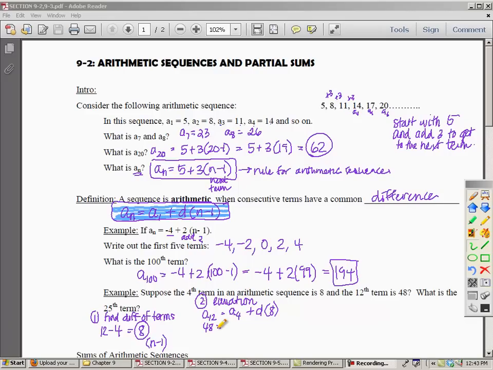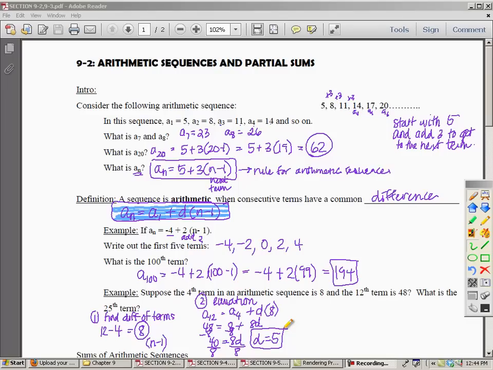48 is the 12th term, equals 8 is the 4th term, plus I'm going to write this as 8d because I always like my number first. If I subtract 8, 40 equals 8d. And if I divide by 8, my difference then is 5. And what that's saying is that every time I go from one term to the next, I'm adding 5.